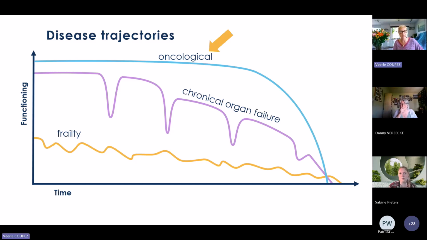That's right. It's an oncological trajectory. And I said it was by the diagnosis, so it's really early in the disease trajectory. Some oncological trajectories don't end with death. It can be that it stabilizes, but also in oncological trajectories, it's important to have a palliative care approach from the diagnosis.